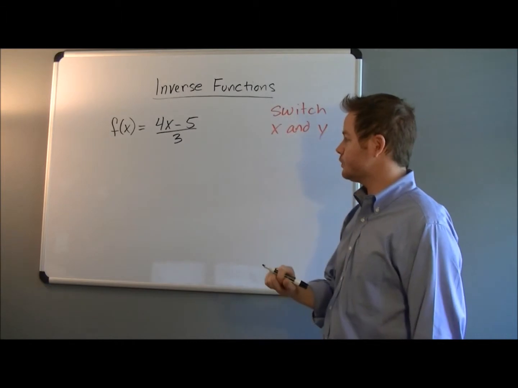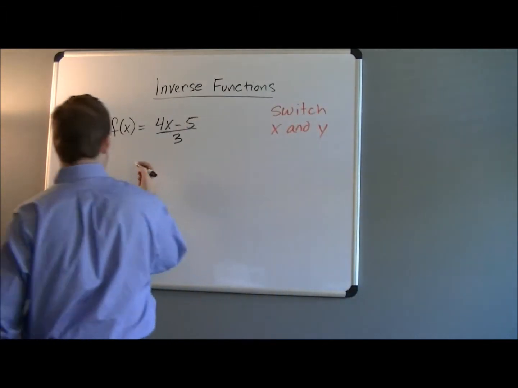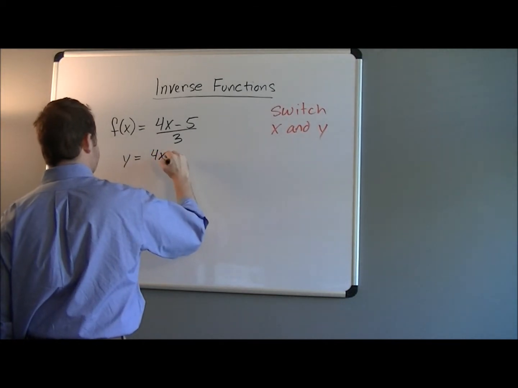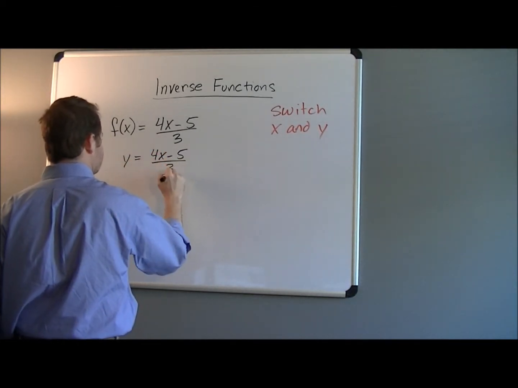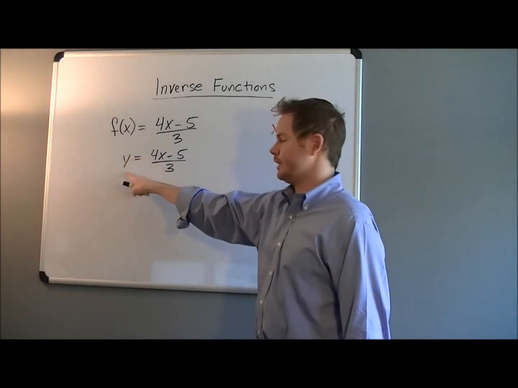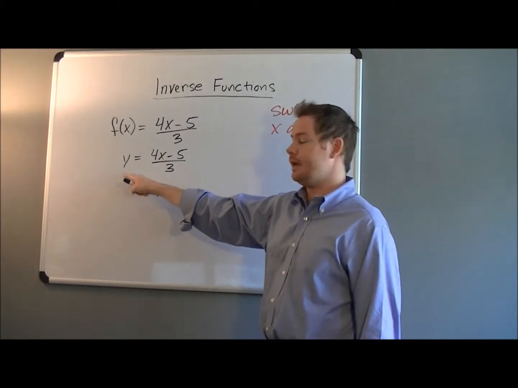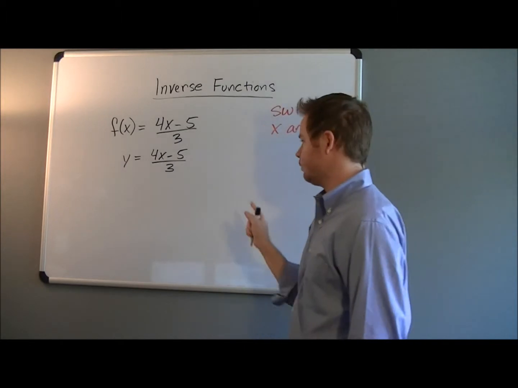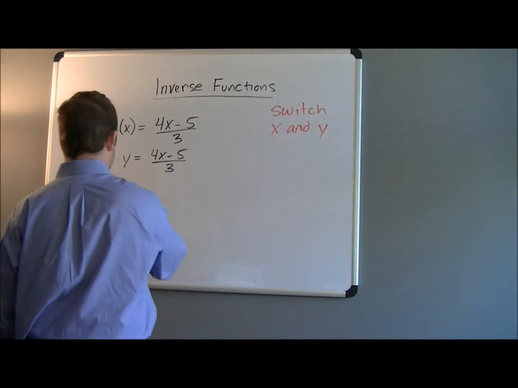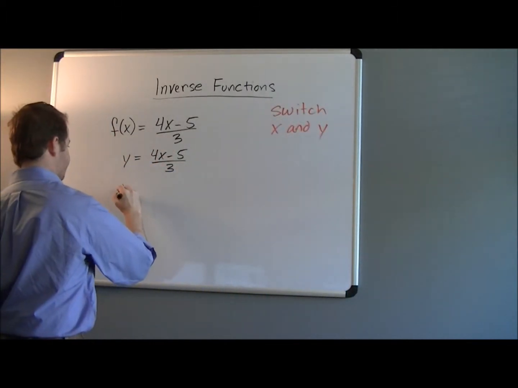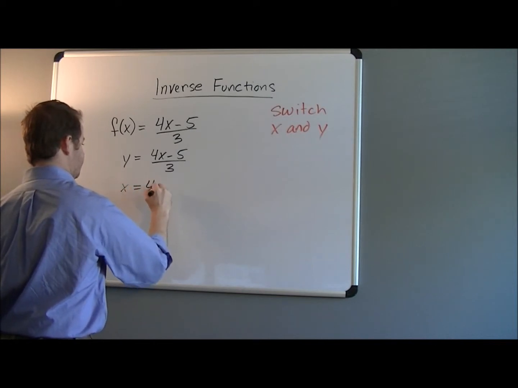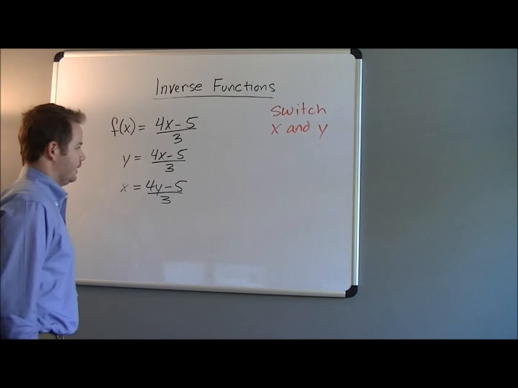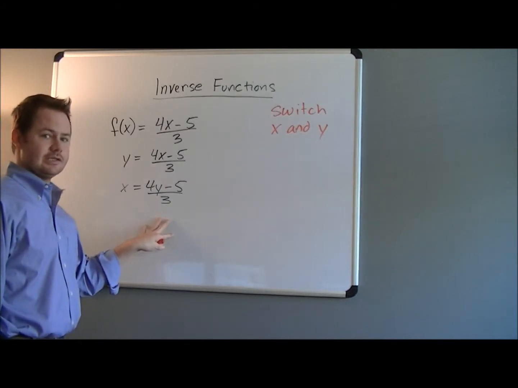So to find our inverse function, first we're going to write this in terms of x and y instead of f of x. So we can replace our f of x with a y value. And then we follow this simple rule here: switch x and y. So we're going to switch the x and y value here. We're going to get x equals (4y minus 5) divided by 3. And now our goal is to isolate y.